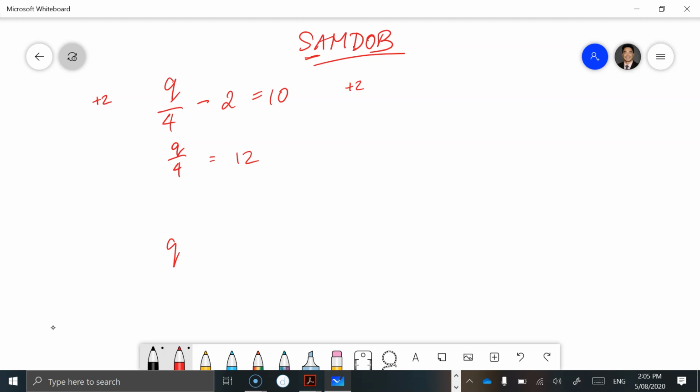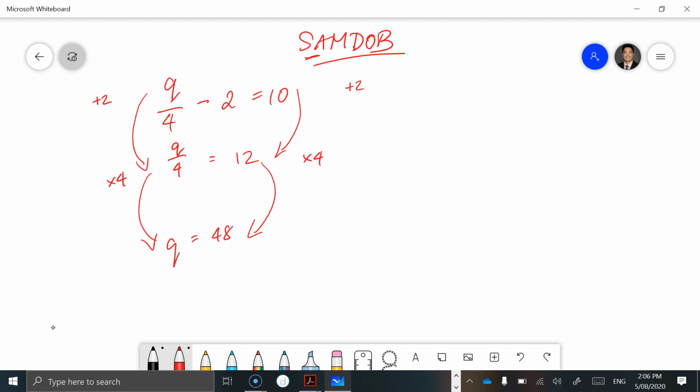To get rid of the 4, it's a denominator and it's a division. So the opposite to divide is multiply. So we're going to multiply both sides by 4. And then q is going to equal 48. Okay, so there's your flow chart there going downwards.